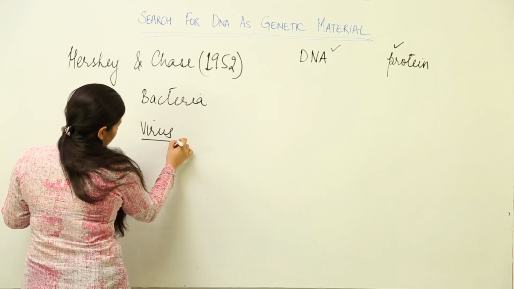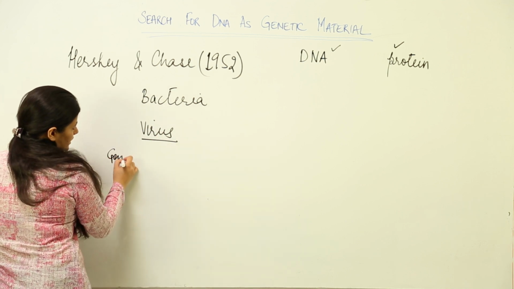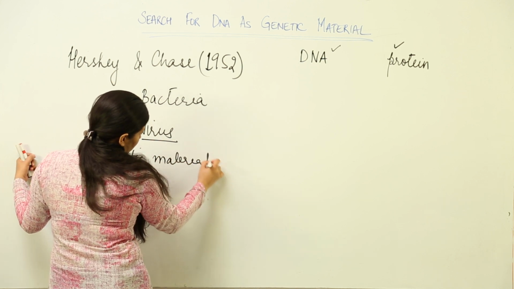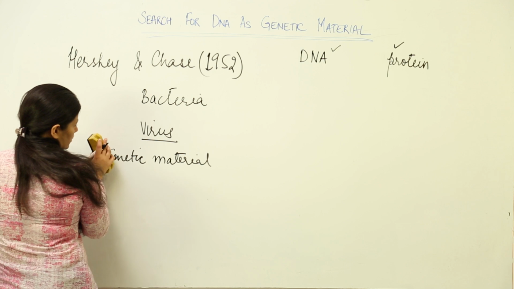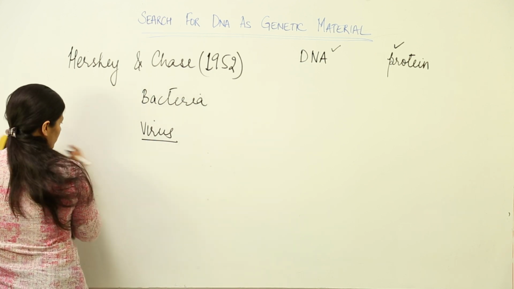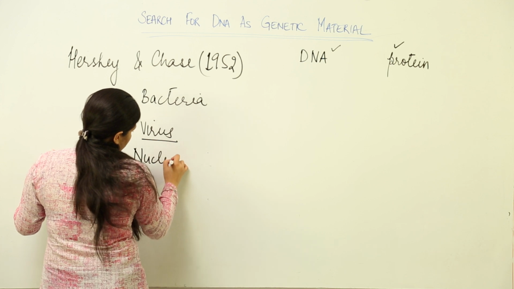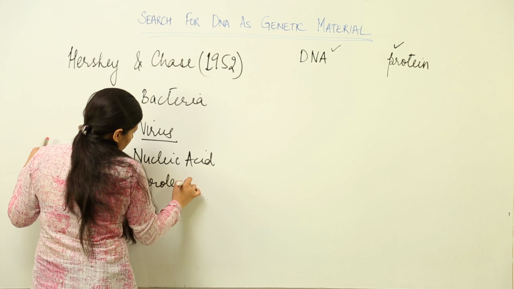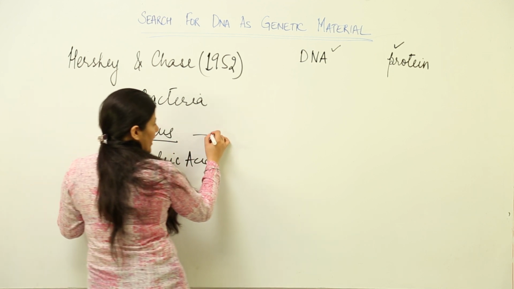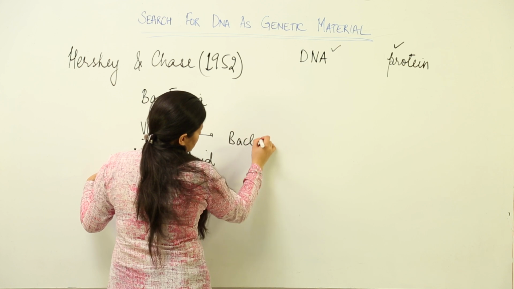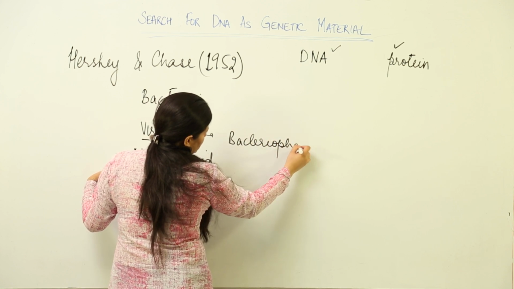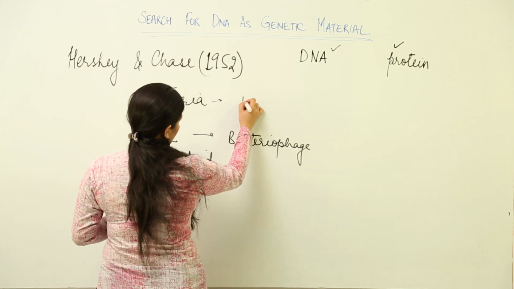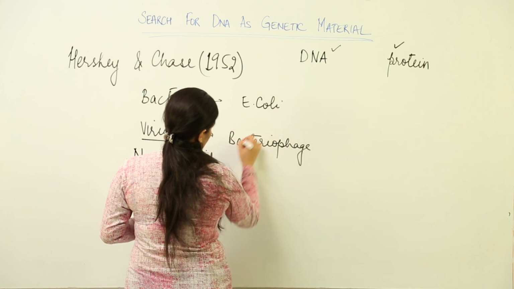You know, virus contains only two things. One is the genetic material that could either be DNA or RNA. So it contains the nucleic acid. I am not going to write genetic material over here. Virus basically contains the nucleic acid and it contains a protein coat. That is all. Okay. So they are going to choose bacteriophages. Now bacteriophages contain a DNA and protein coat. Right. Now they choose the bacteria E. coli for their experiment, and they choose a bacteriophage.